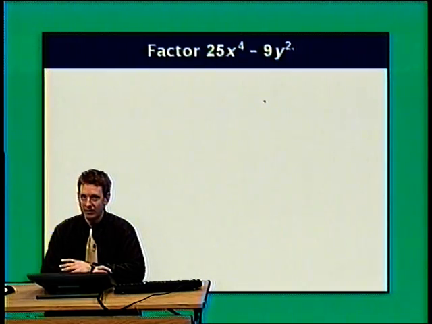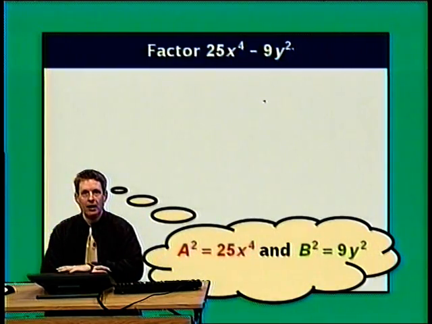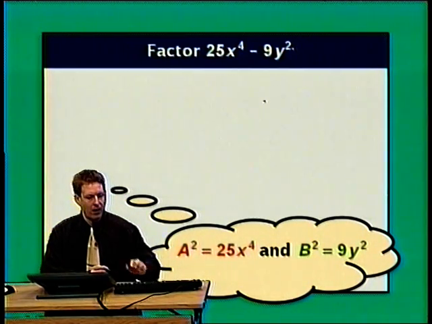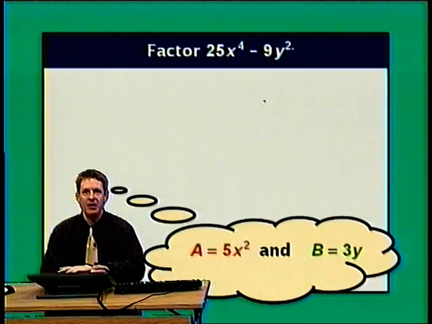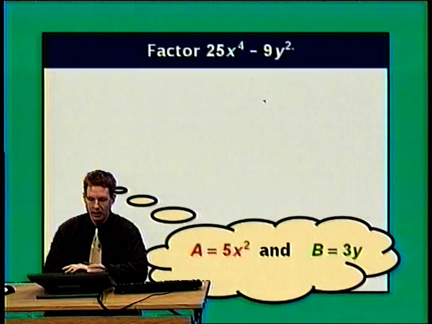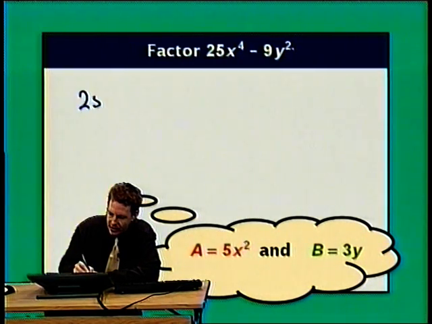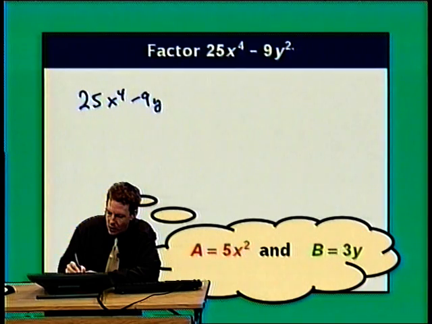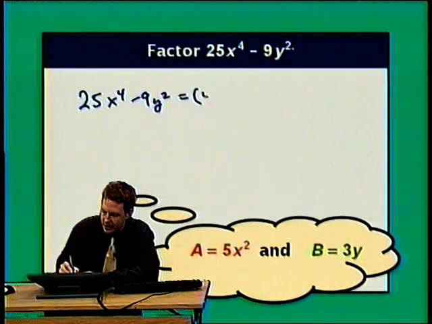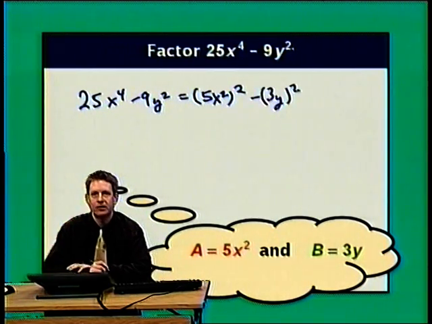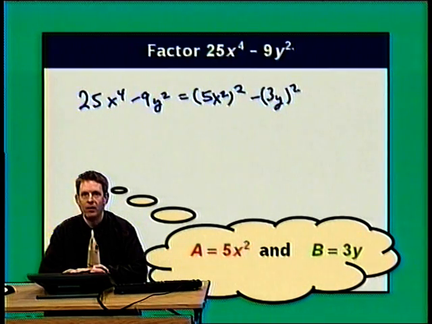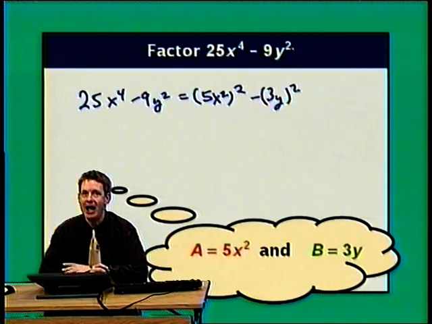This is a binomial, so maybe it's a difference of squares. If a squared is going to be 25x to the fourth, a needs to be 5x squared. If b squared is going to be 9y squared, b needs to be 3y. So let's rewrite 25x to the fourth minus 9y squared as (5x squared) squared minus (3y) squared. These two expressions are equal: 5 squared is 25, x squared squared is x to the fourth, 3 squared is 9, and y squared is y squared. I do indeed have a difference of squares.